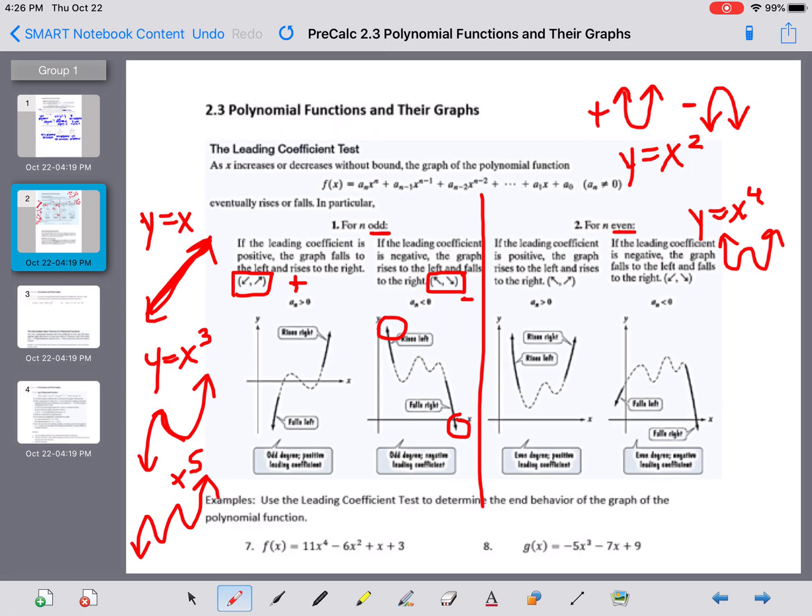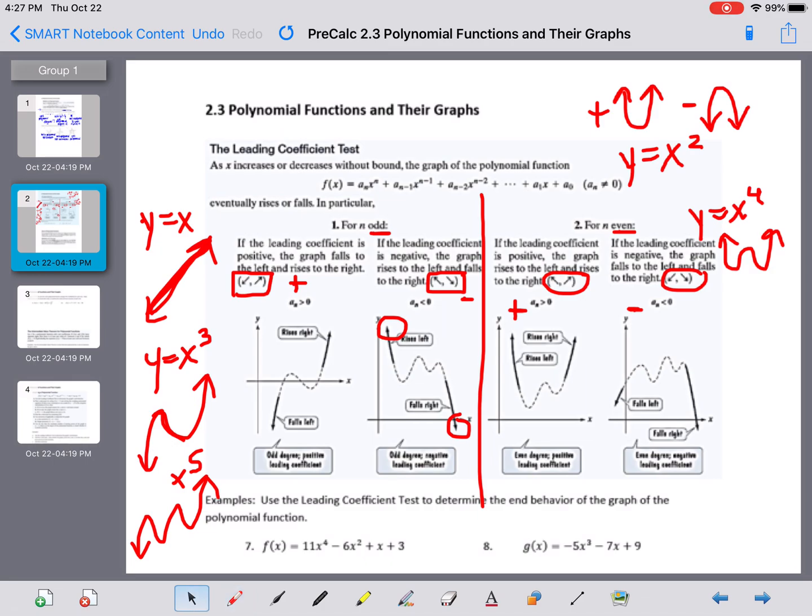But with our even powers, the end behavior is matching. When our leading coefficient is positive, both ends go up to the top. If my leading coefficient is negative, both ends turn down to the bottom. So without even seeing a graph, we can know some general end behavior just from the degree of the function and the leading coefficient.